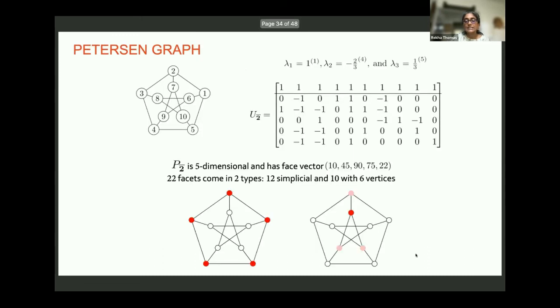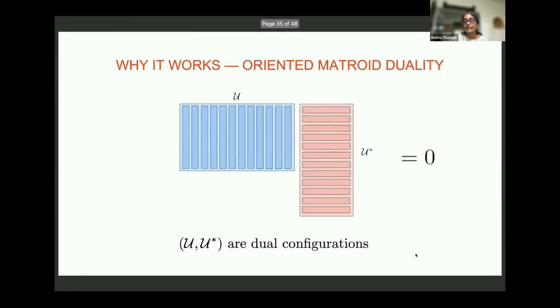Okay, so those are basically the examples, and now perhaps I can spend 5 minutes just explaining why it works. The reason this whole construction works, again, if you are an expert, you probably already realized this, is because of oriented matroid duality. I'll be very brief about what I mean by this.